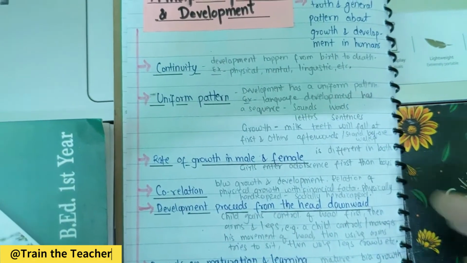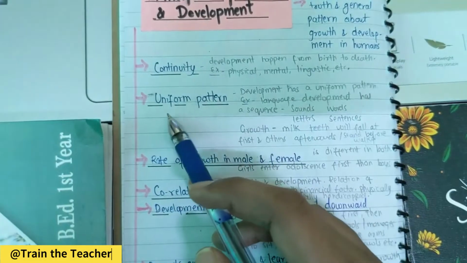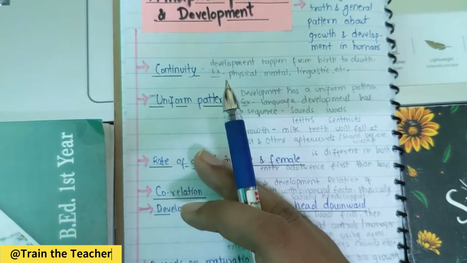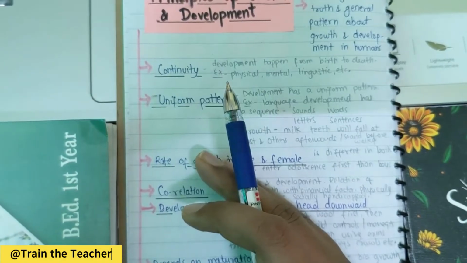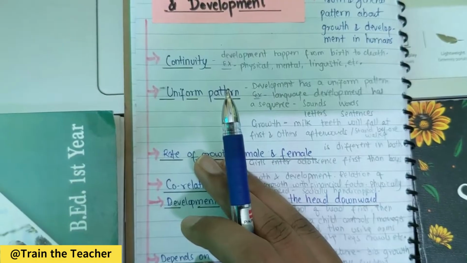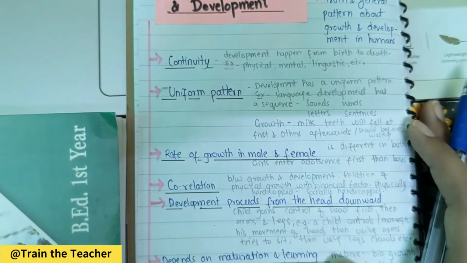One more example is the milk teeth. So again, हम सब में वही uniform pattern है. Our milk teeth will grow, will fall, and then we'll get our permanent teeth in place. So uniform pattern in all of us.